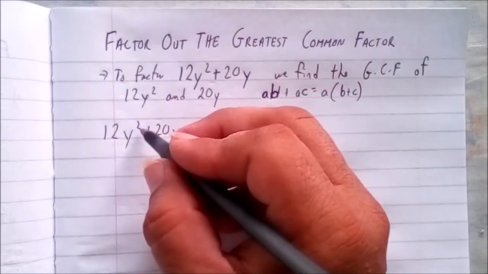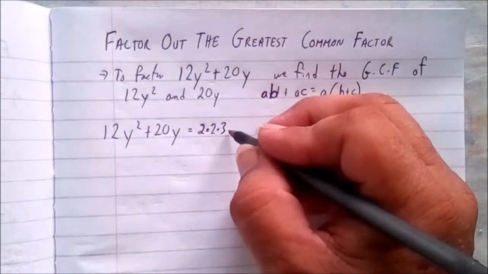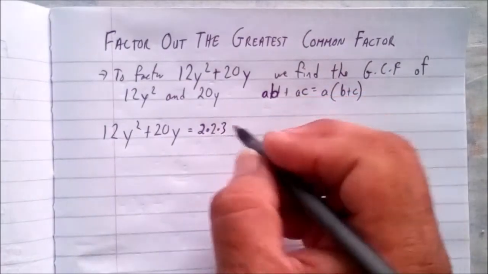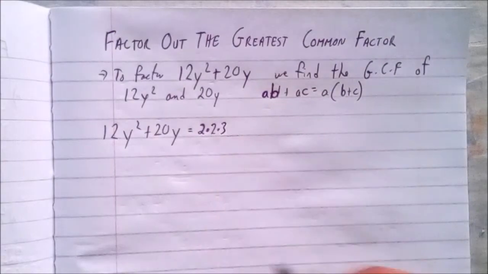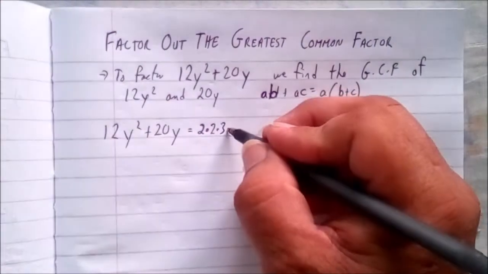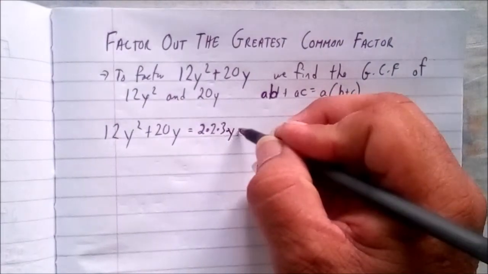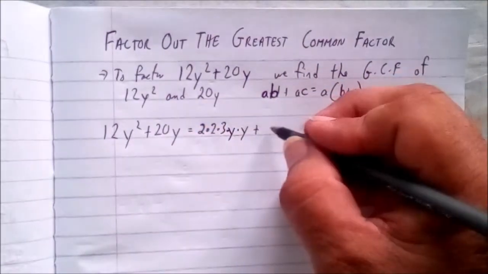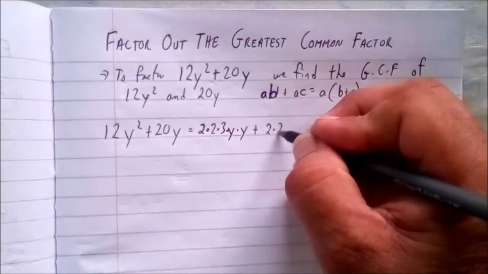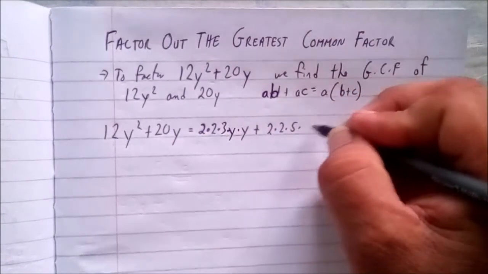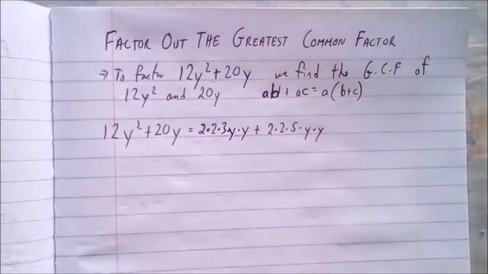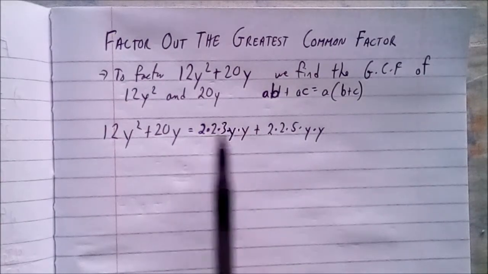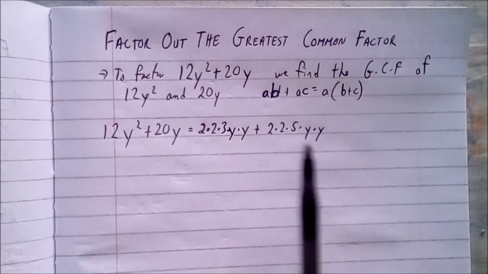And then there's a y, so we put y's here. You will decide how you want to lay it out, and then put times y, plus 20 will be 2 times 2 times 5 times y. Those are the prime factors. Now I'm going to show you a shorter way also to work it out, but it's the same concept.